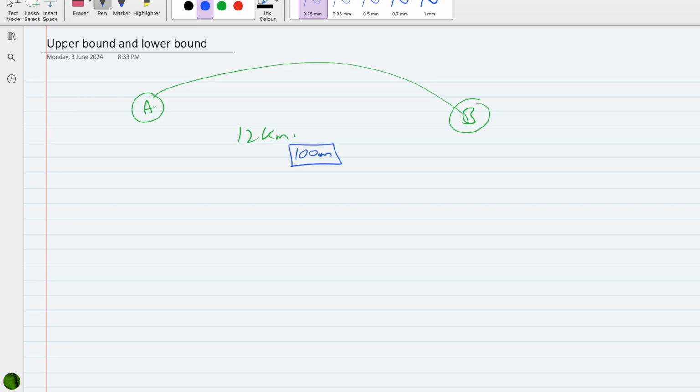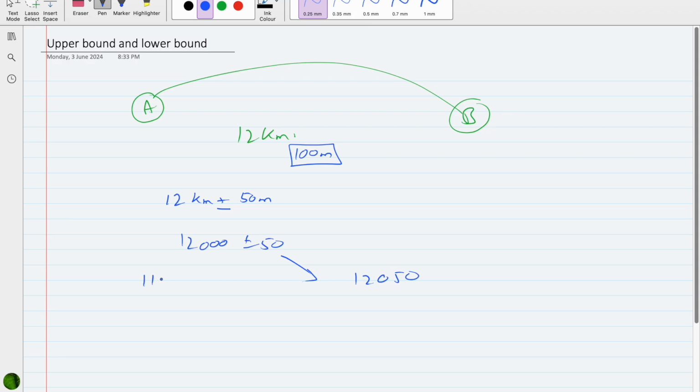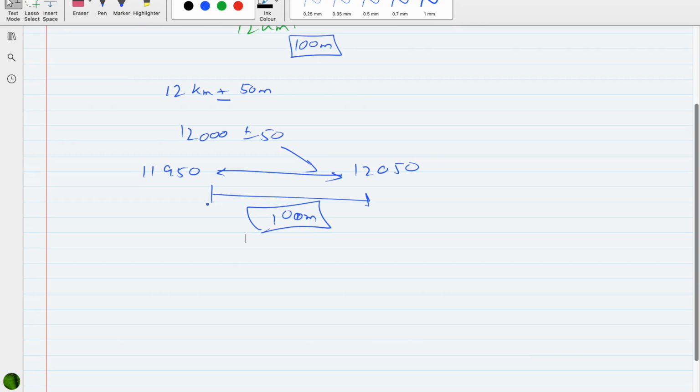Nearest 100 meters would mean that it would be either 12 kilometers plus 50 meters or minus 50 meters, which is 12,000 plus minus 50. So the upper bound will be 12,050 and the lower bound will be 11,950. The difference between these two is still 100 meters. So this is the upper bound and lower bound, the limits.